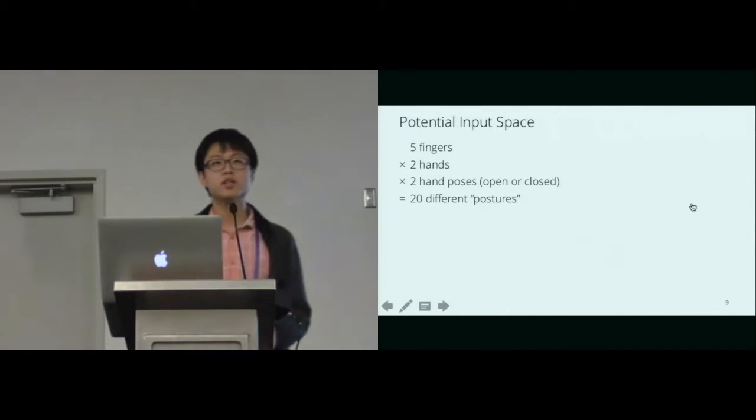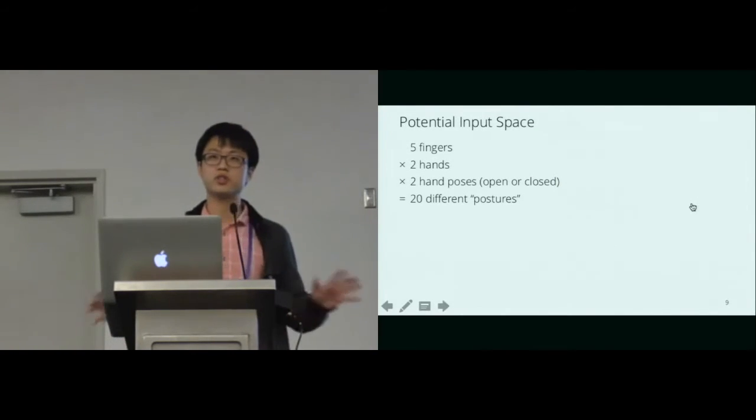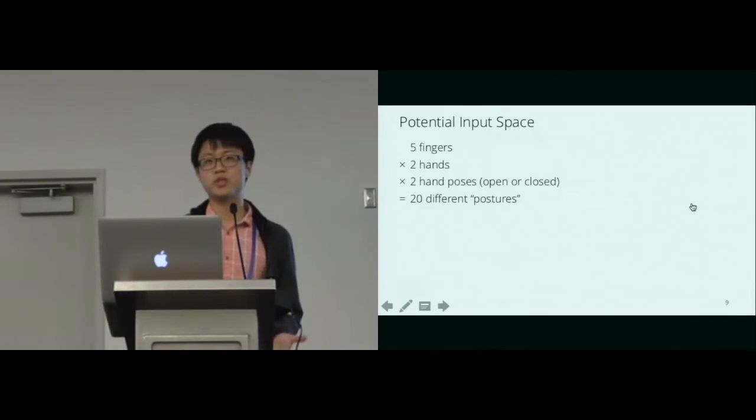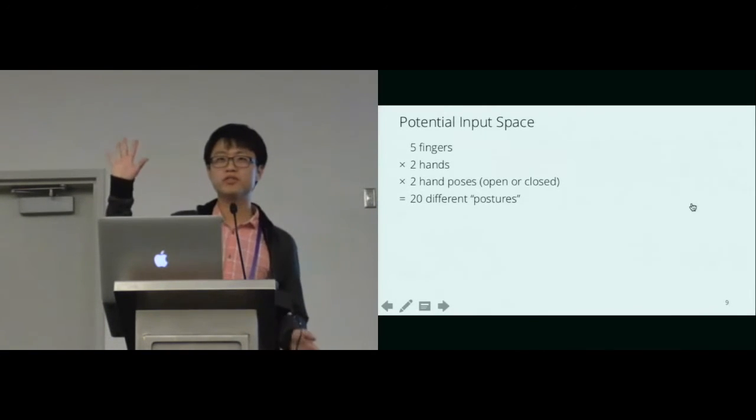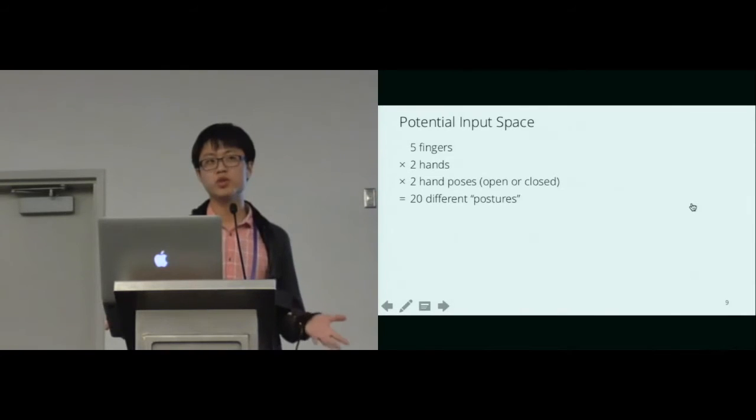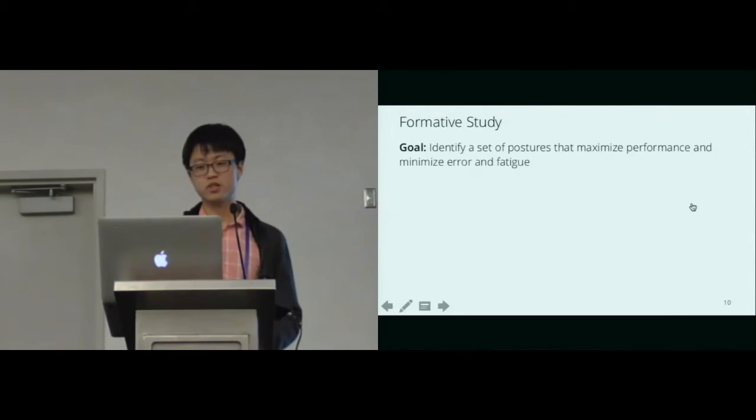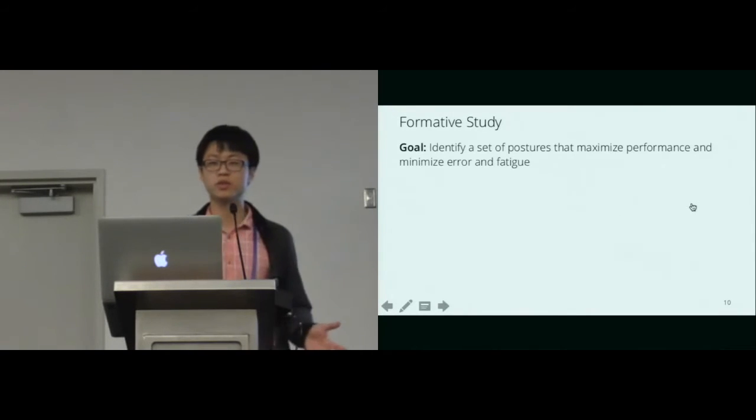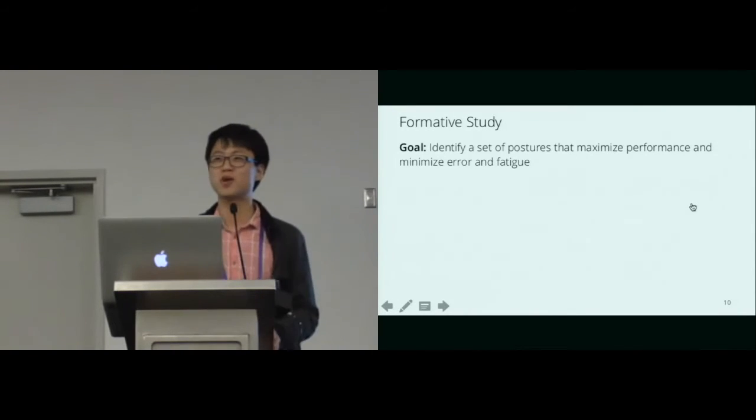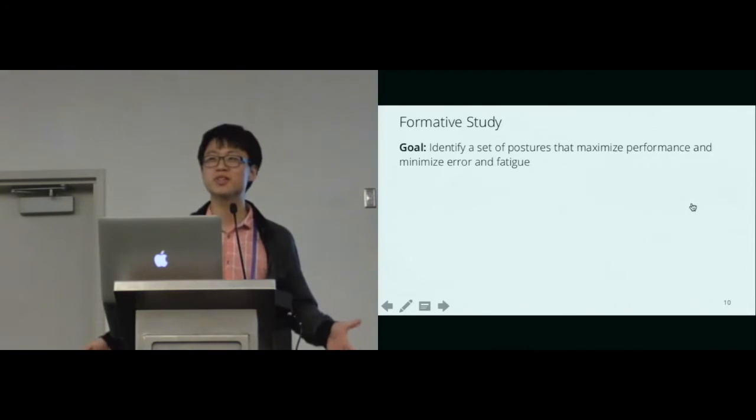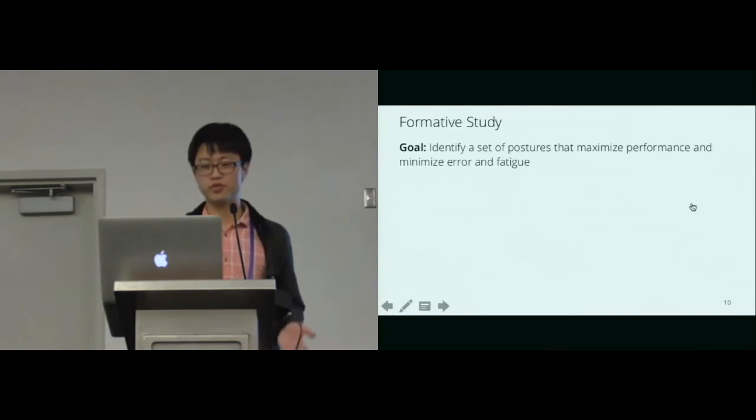If you think about it carefully, there's actually a big potential input space just out of your hand. You have two hands, five fingers, and we devised two hand poses, open versus closed. This will give you up to 20 different hand postures per key press. So the first thing we thought about is to reduce the set to postures that people like to use and that are fast to perform.